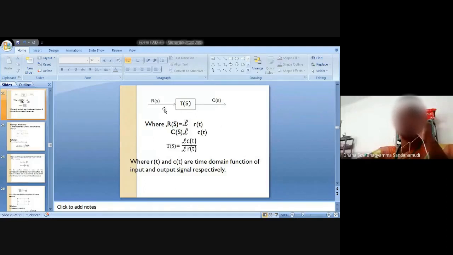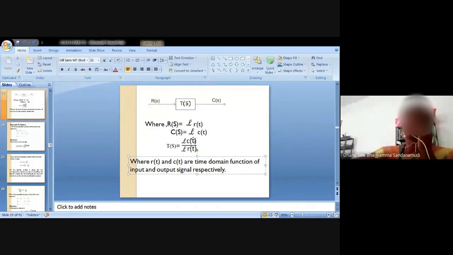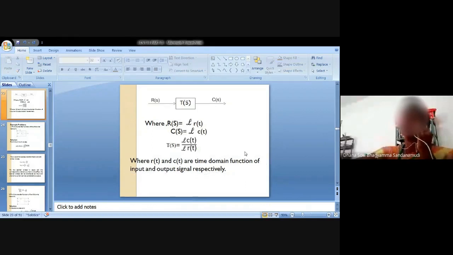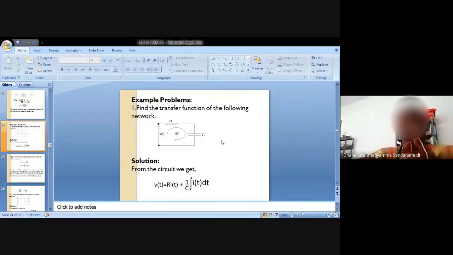So the basic block diagram representation of the transfer function with respect to input and output is this. Where R of S is the Laplace transformation of R of t. C of S is the Laplace transformation of C of t, where C of t is the output in time domain form. R of t is the input in the time domain form. Actually inputs will be given in time domain only, output will also be obtained in time domain, but whenever we discuss in terms of transfer function, the Laplace transformation of output by Laplace transformation of the input is the transfer function. If you have few more minutes, I will conclude these examples also.